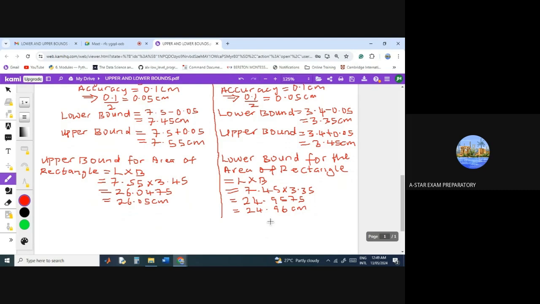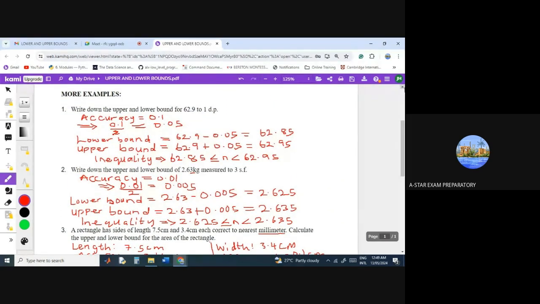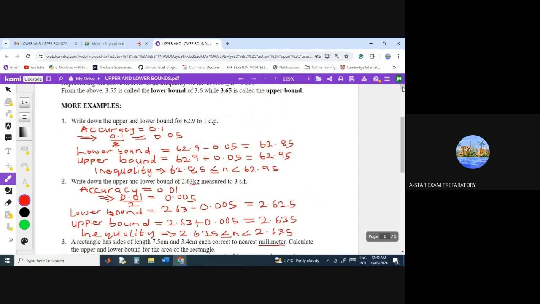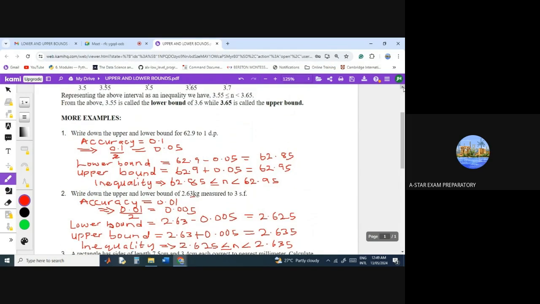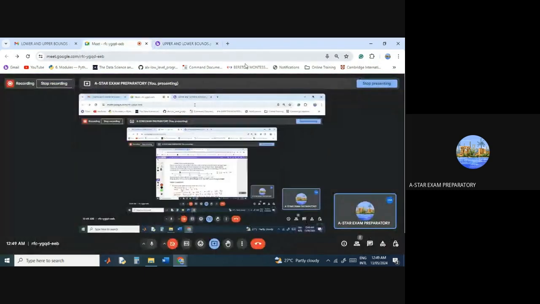Okay, so you see, this is how we carry out calculations for the upper bound as well as the lower bound for any estimated value, as the case may be. In terms of calculating for other parameters given, for instance, we're able to calculate the upper and the lower bound for the area from the length and the width given. In some questions, we'll be required to calculate volume, we'll be required to calculate surface area. Whatever we are calculating, the procedure remains the same, and it's very easy to find your upper and your lower bounds.